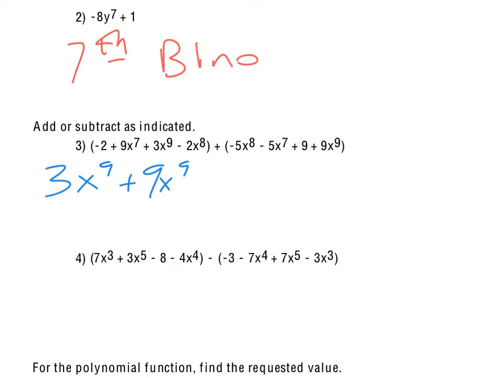I've got a minus 2x to the 8th here and a minus 5x to the 8th there. Let's see, I have a plus 9x to the 7th and minus 5x to the 7th. And beyond that, it looks like I have a minus 2 and a plus 9.